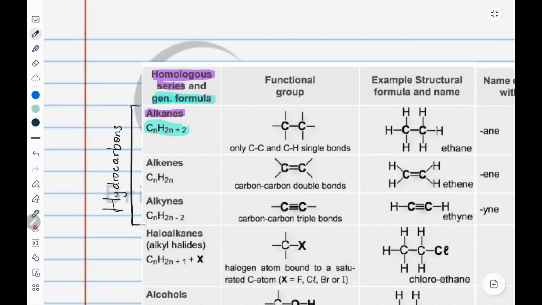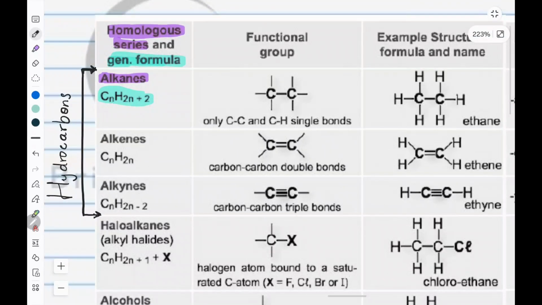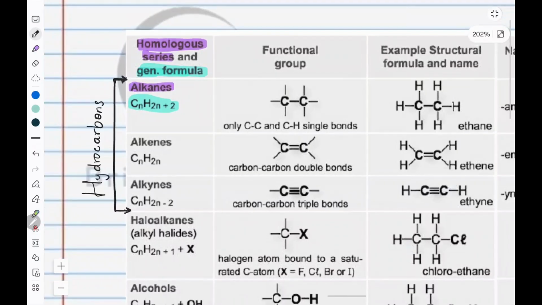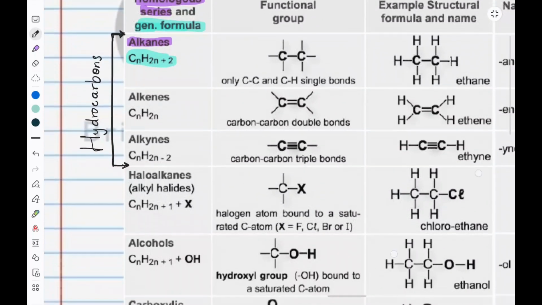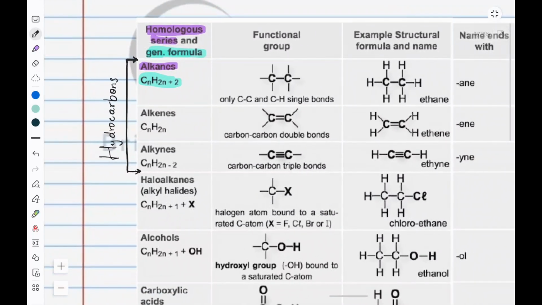The name hydrocarbons means it's an organic molecule that only contains hydrogen and carbon in its molecular structure. So alkanes, alkenes, alkynes are what we would call hydrocarbons, right? So that's one thing we must know. So these homologous series, alkanes, alkenes, and alkynes, are called hydrocarbons because they only have carbon and hydrogen as part of their molecular structure. Nothing else. You won't find any other atom inside their structure.